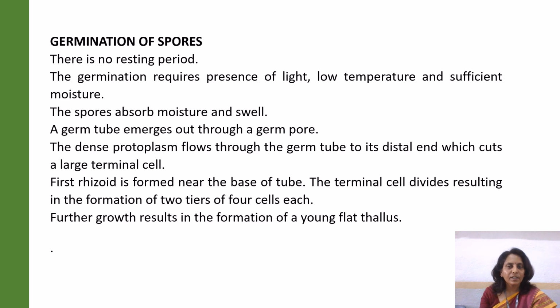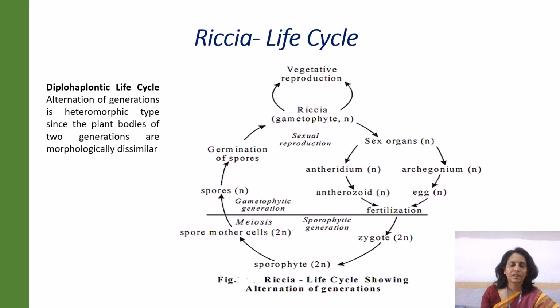First, a rhizoid is formed near the base of the tube. The terminal cell divides, resulting in the formation of two tiers of 4 cells each. Further growth results in the formation of a young flat thallus. In this slide, you can see the life cycle of Riccia. Riccia shows a diplohaplontic life cycle where the gametophyte and the sporophyte are dissimilar, and hence it is called a heteromorphic type of life cycle.